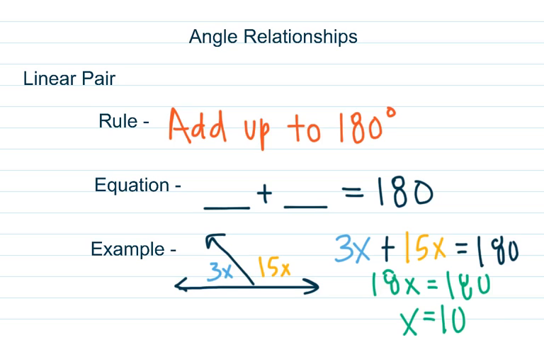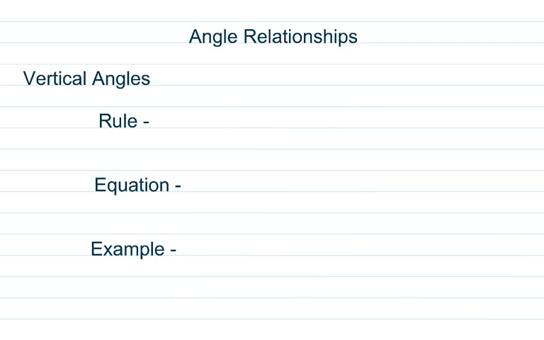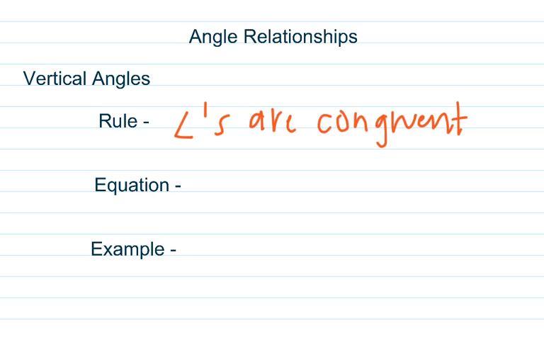Alright, so the next three that we have are going to be very similar. For vertical angles, we know that our rule is that the angles are congruent, which congruent is just another word for equal, the same. So our equation is going to be our first angle is equal to our second angle.